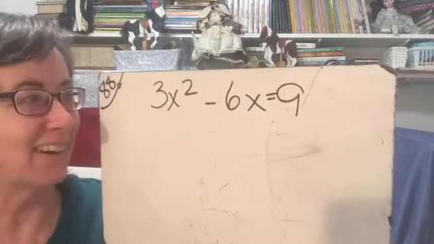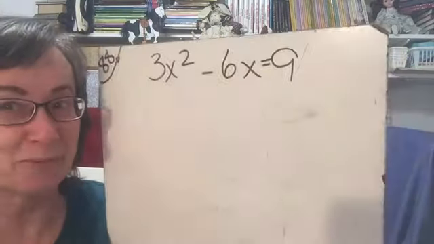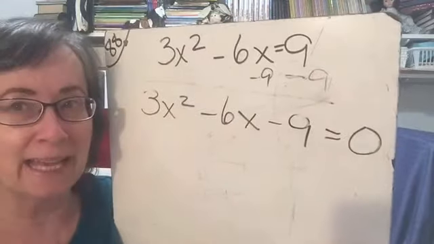Okay, so here is our last example before we work on our practice problems. 3x squared minus 6x equals 9. It's not in standard form. So let's subtract a 9 from both sides. We'll subtract it from this side. So 3x squared minus 6x minus 9 equals 0. So now it's in standard form, which means I can factor it.